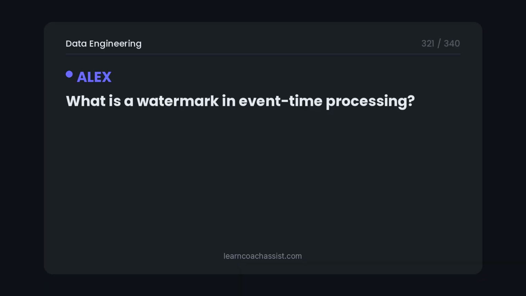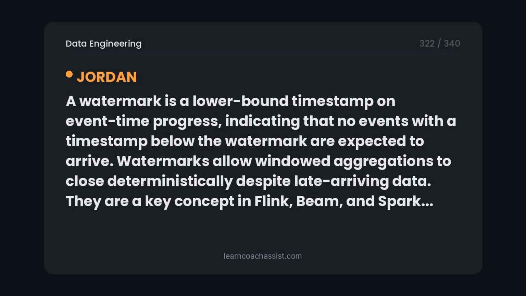What is a watermark in event time processing? A watermark is a lower bound timestamp on event time progress, indicating that no events with a timestamp below the watermark are expected to arrive. Watermarks allow windowed aggregations to close deterministically despite late arriving data. They are a key concept in Flink, Beam, and Spark structured streaming.